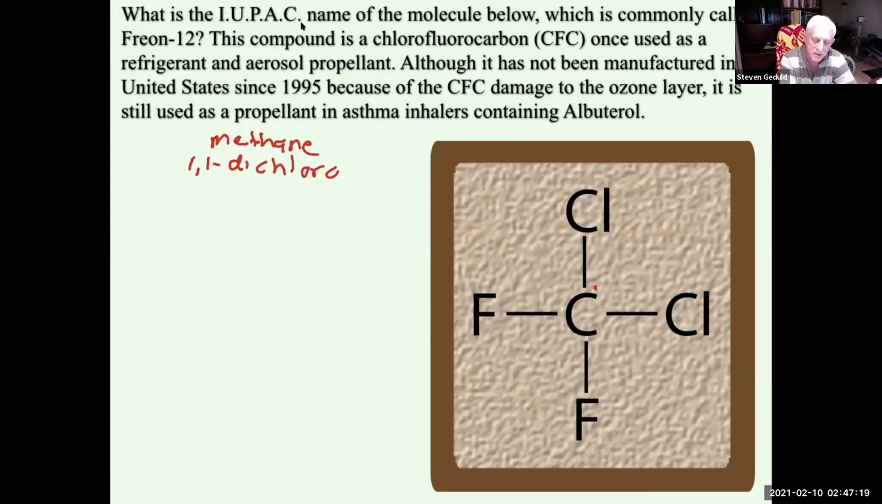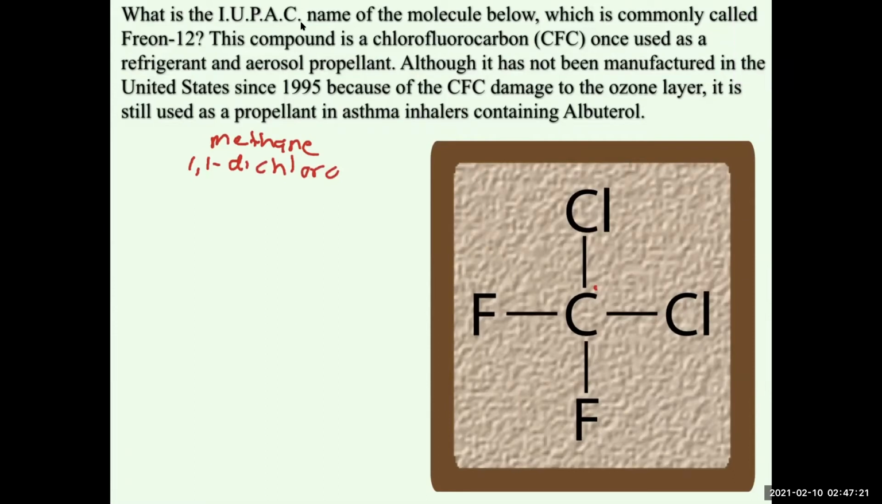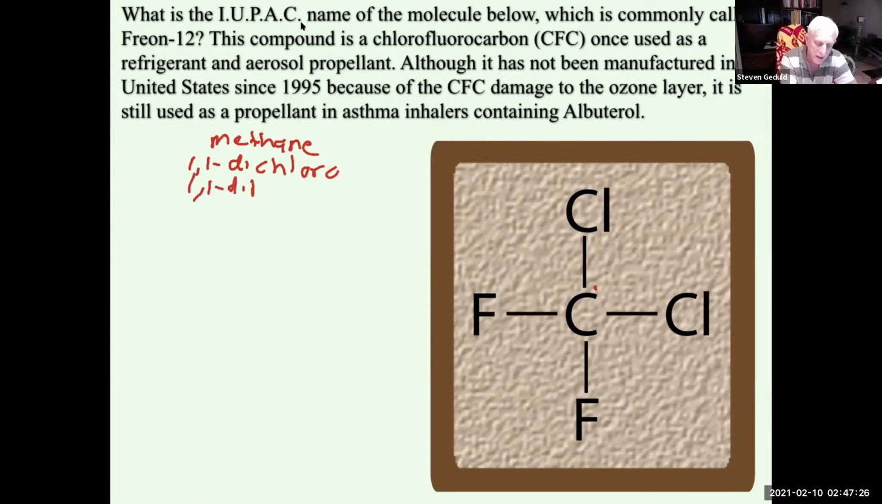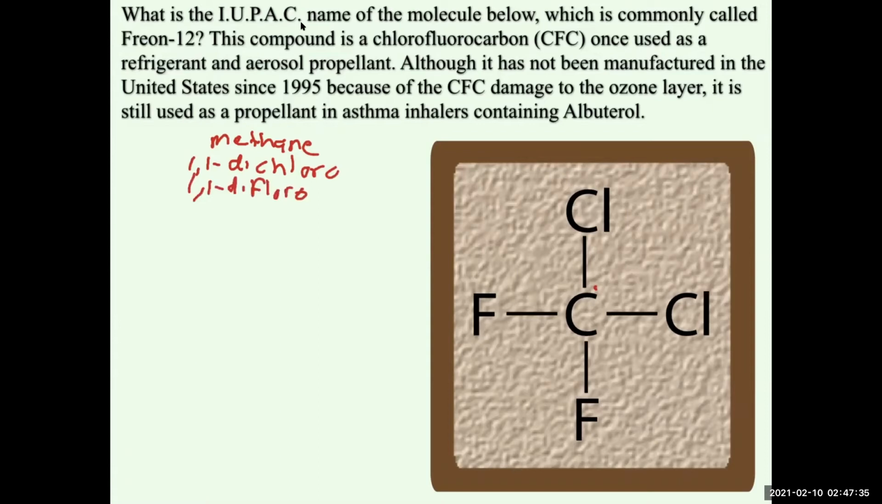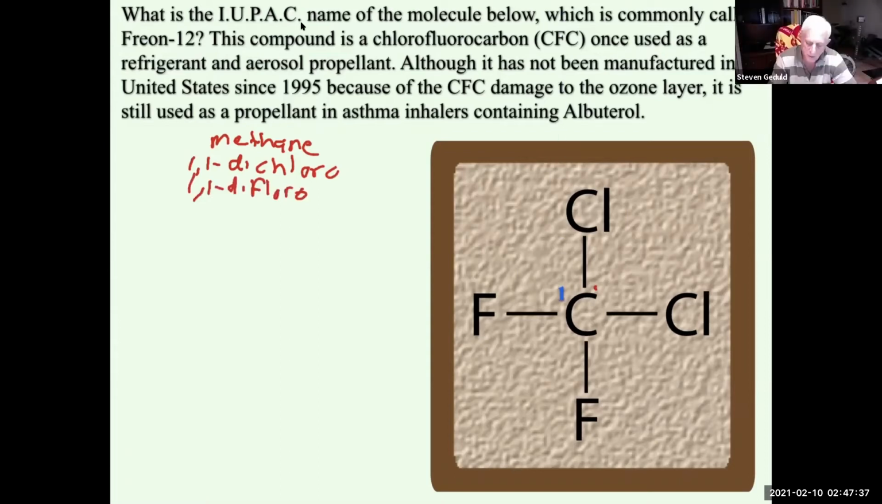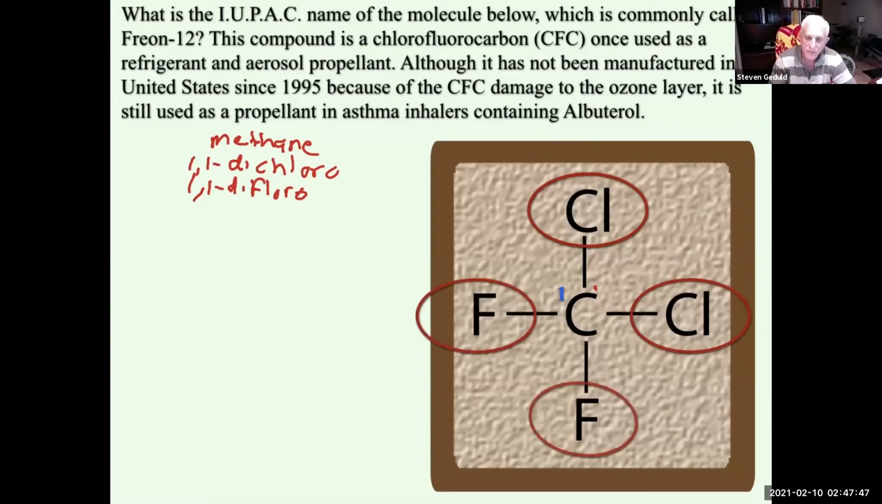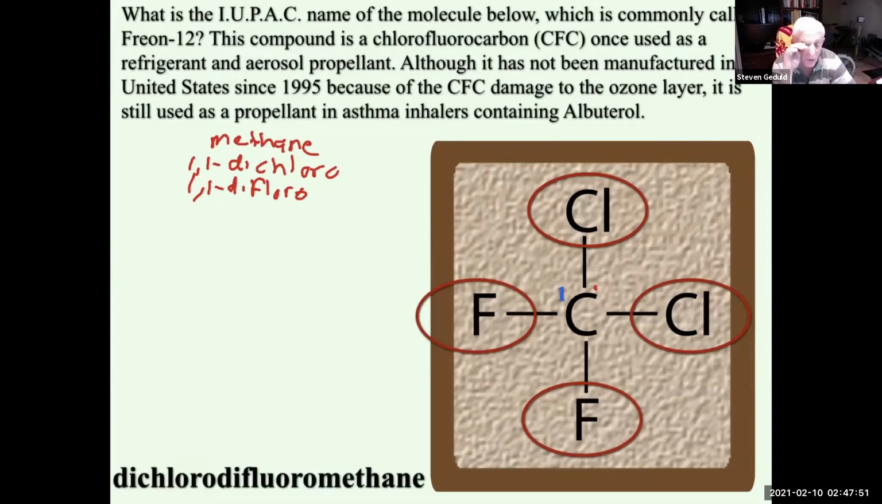Can you guess what that one is? 1,1-difluoro. And you put it together. Alphabetical order, which would come first, the chloro or the fluoro? The chloro. Fluoro. So there's your number 1 carbon. Those are your 4 substituent attachments. And the name is 1,1-dichloro, 1,1-difluoromethane.